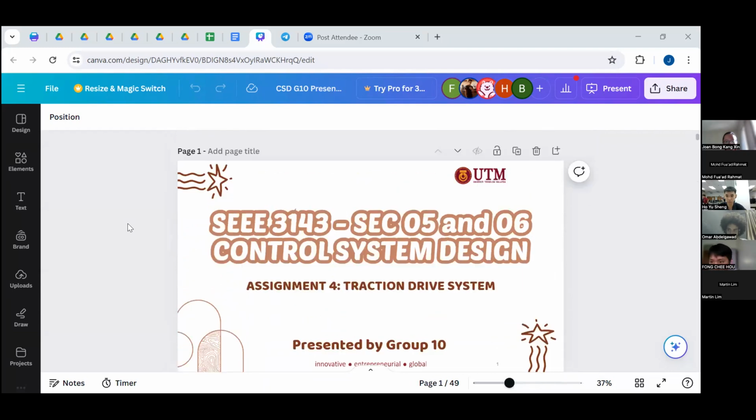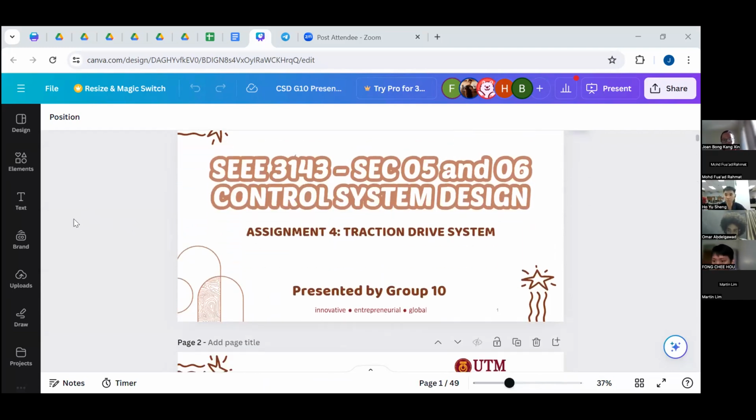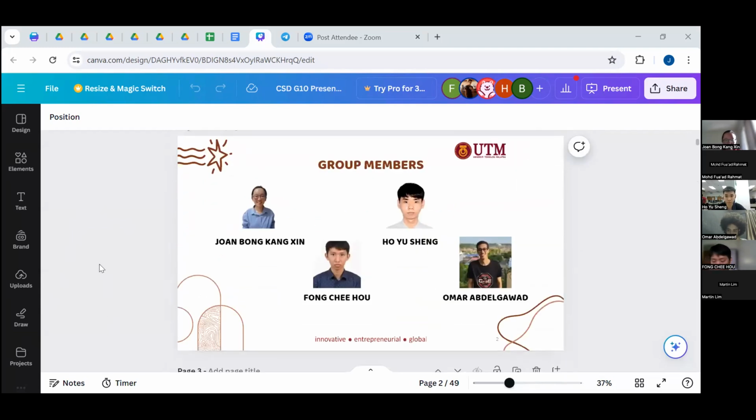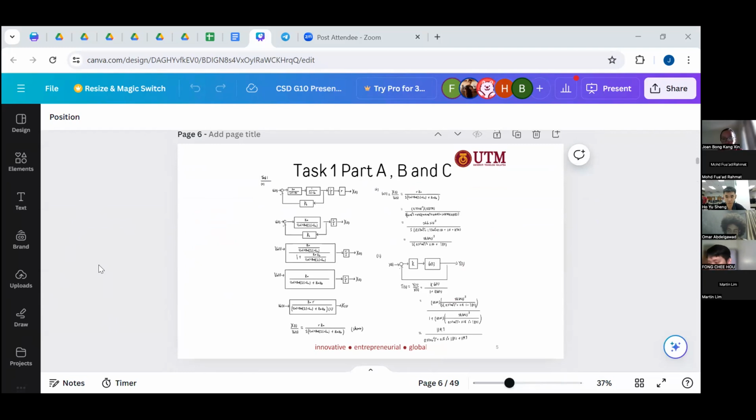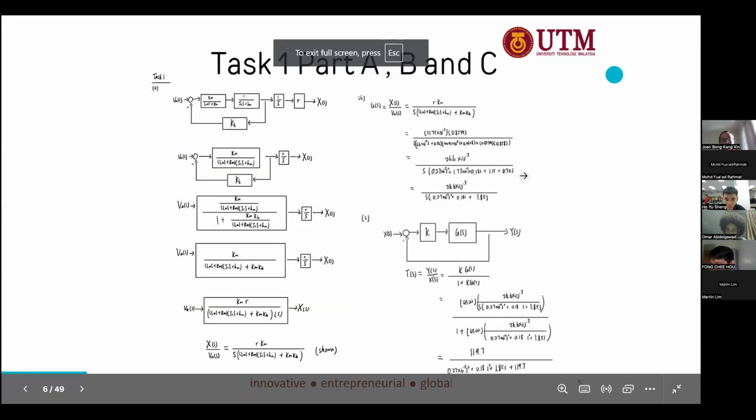Good afternoon, doctor. We have group 10, and now I am going to present task 1. For part A, I use the block reduction method to prove the transfer function, and I get the same as the question shown. Then I substitute the value into the transfer function, and I get the transfer function shown on the slide. Then I add again to the system and calculate the closed loop transfer function.